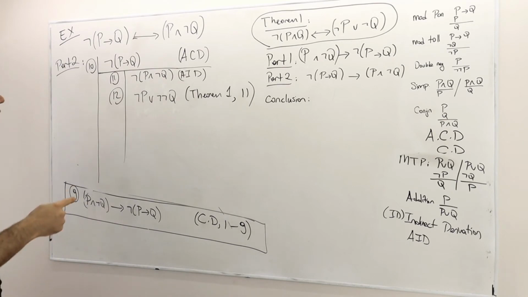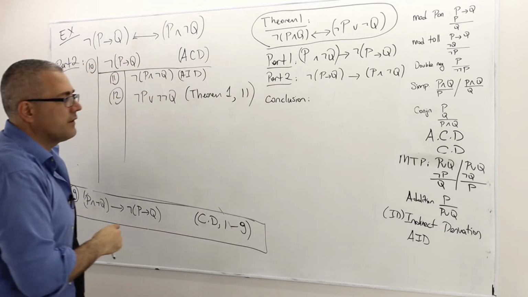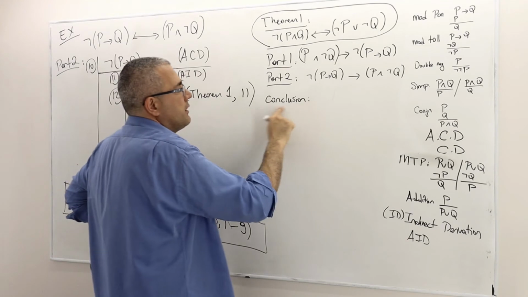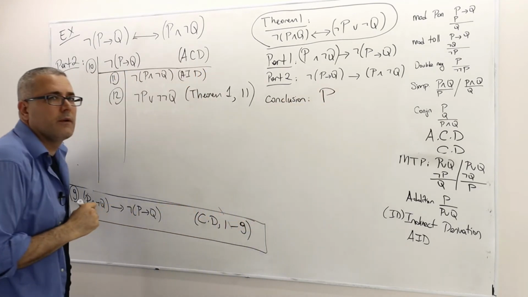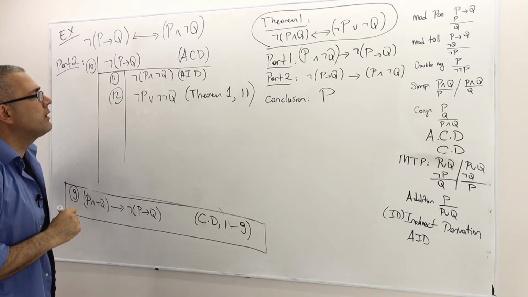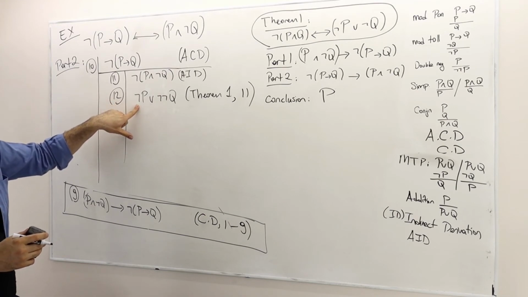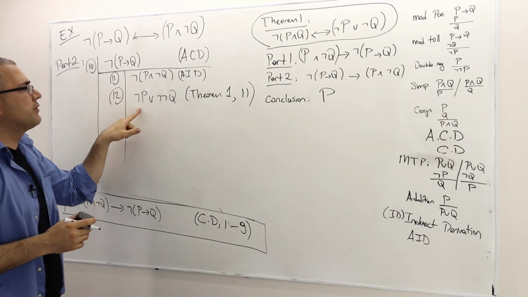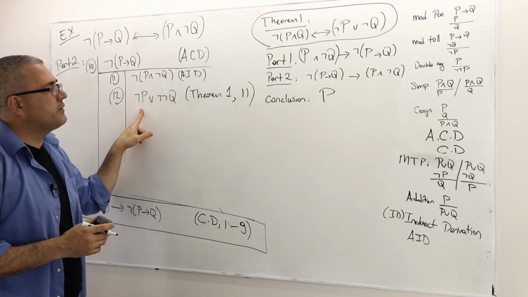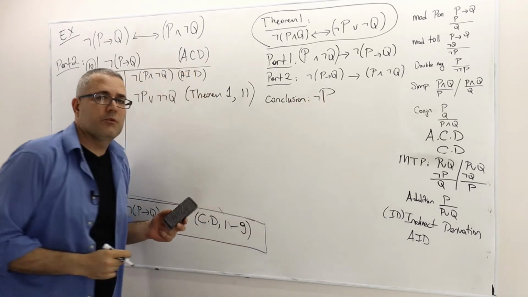Okay, so you know what? It seems like I can use MTP. For this, I need that P is true. All right, so the conclusion I want to prove is that P is true. But if P is true, that means I'm going to assume for indirect derivation, I'm going to assume not P, but if I assume not P, I'm not going to be able to use MTP. So therefore, I like to prove this conclusion.